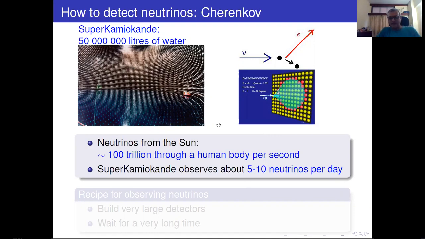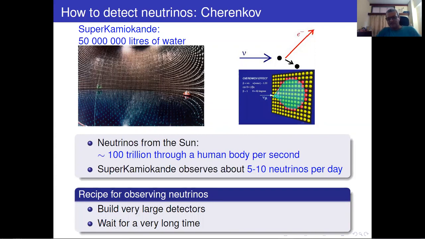As a result, if you want to observe neutrinos, you need to build very large detectors and you have to wait for a very, very long time. And that's why you will observe that all the neutrino experiments plan to run for 10 years, 20 years, 30 years, and so on. So this part is again something crucial to keep in the background.